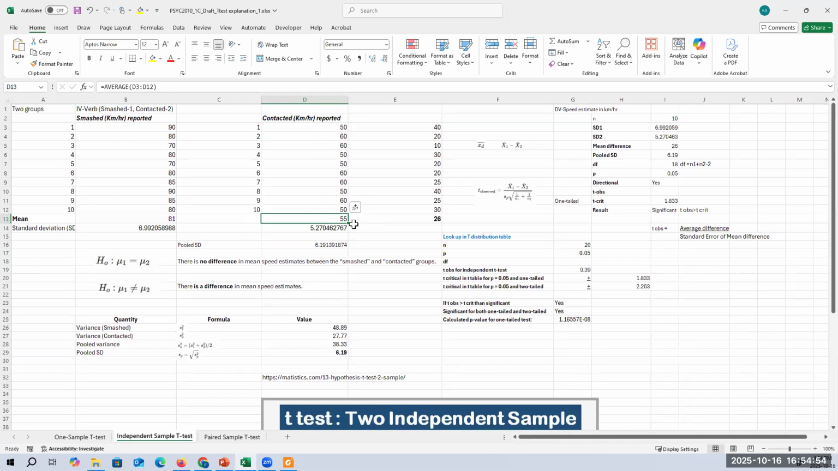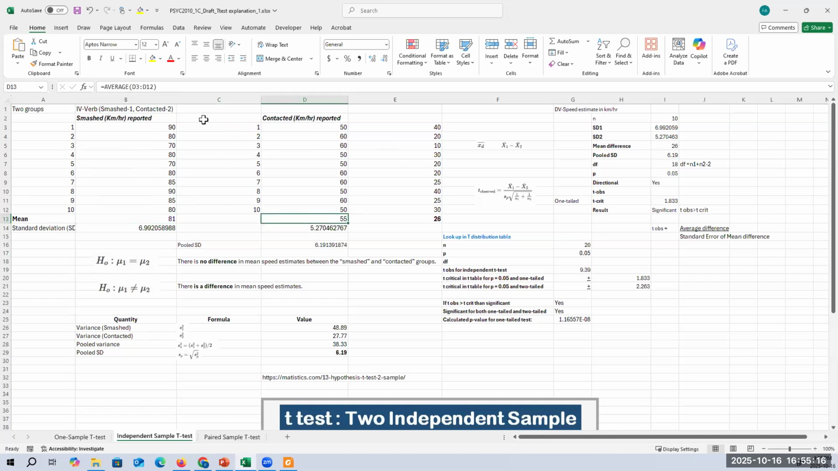Now, why is this independent groups? Because one group of 10 participants is exposed to the verb smashed in the question, whereas another group is exposed to the verb contacted in the question. So now, is 81 bigger than 55?